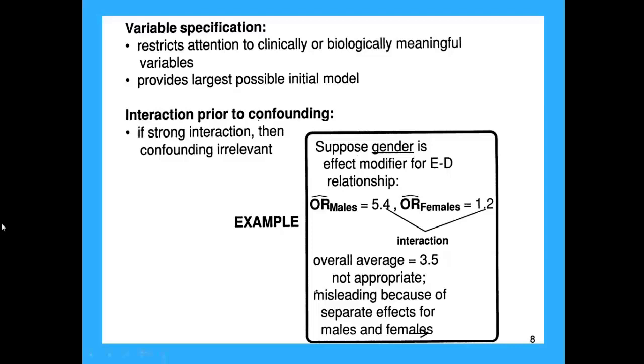Anyhow, if this was 5.4 and this was 0.5 and I took the average and it was close to 1, I might conclude in some overall way that there's no overall effect of exposure, when in fact there's a strong effect if you're a male and a strong negative effect if you're a female. So that's why interaction comes next.